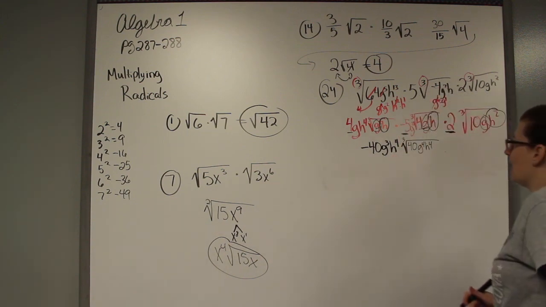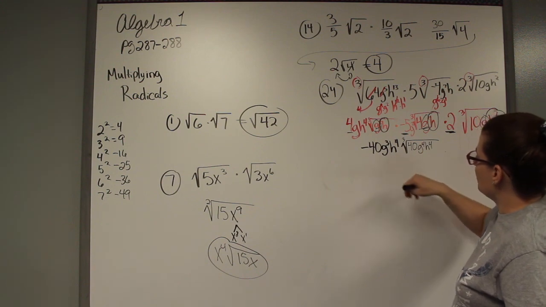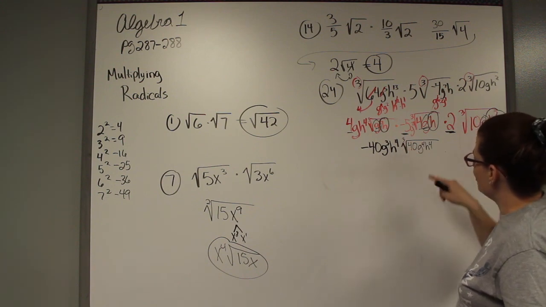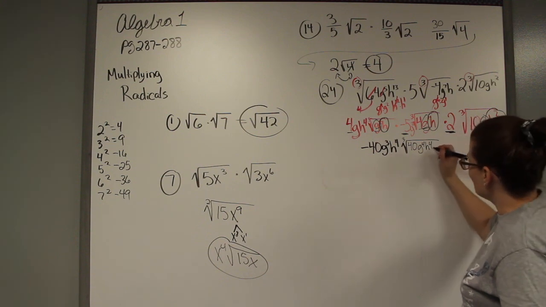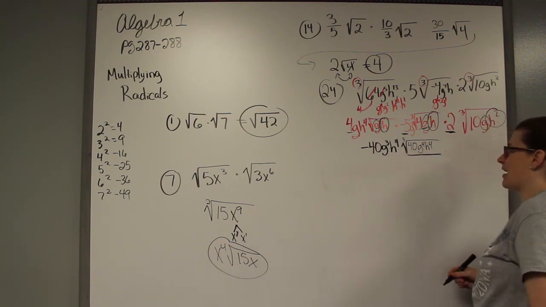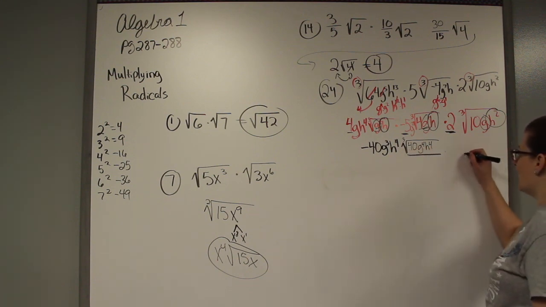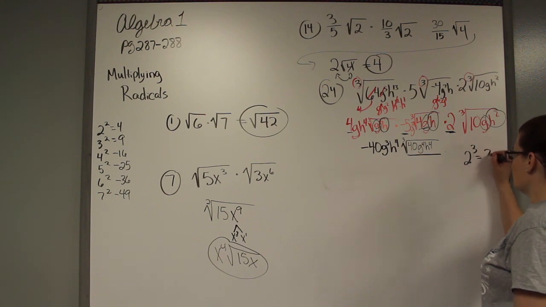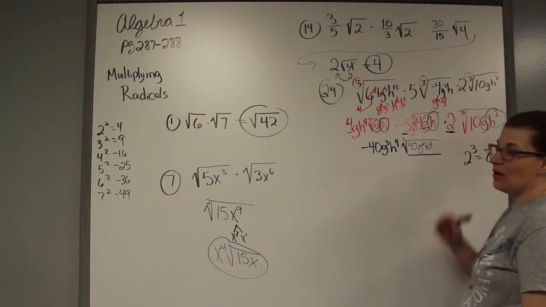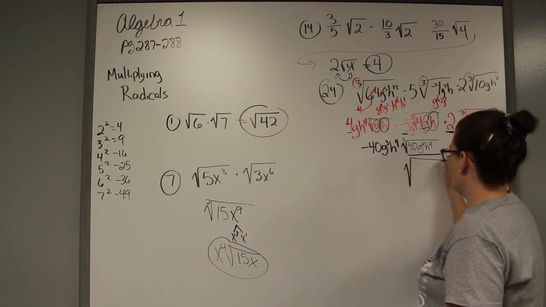So now what I have here is negative 40 g to the 3rd, h to the 4th, times the cube root of 40 g to the 4th h to the 4th. But if you look at this, they are not simplified because I can get cubes out of these exponents and out of 40. Remember, 2 to the 3rd power was 8, and I know 8 goes into 40. So I need to break this radical down.